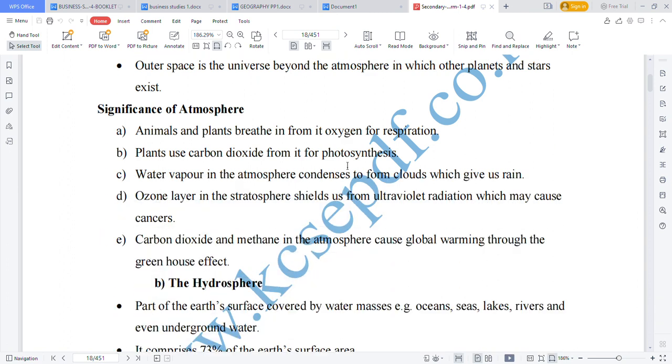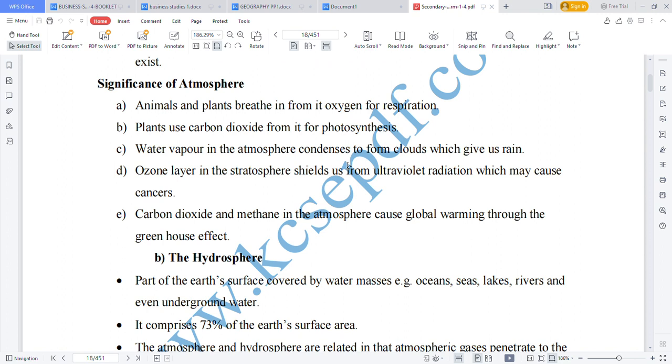The next thing you are supposed to know is the significance of the atmosphere. What is the significance of the atmosphere? Animals and plants breathe in oxygen from it for respiration. Plants use carbon dioxide from it for photosynthesis.